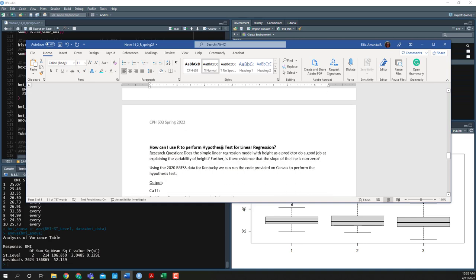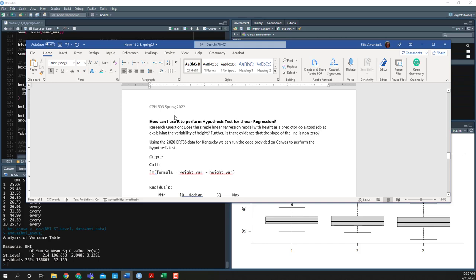Right, we have our last hypothesis test now. This one is how to perform a hypothesis test for linear regression. Here we could answer questions like, does the simple linear regression model with height as a predictor do a good job of explaining the variability? Oops, this should say of weight. Further, is there evidence that the slope of the line is non-zero? So again, we're going to use that 2020 BRFSS data, and we're going to perform our hypothesis test.